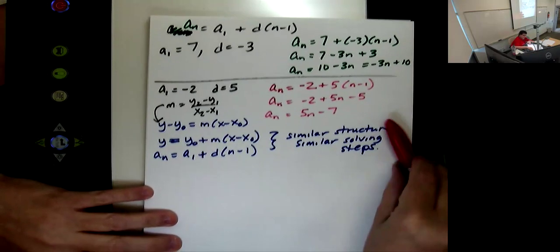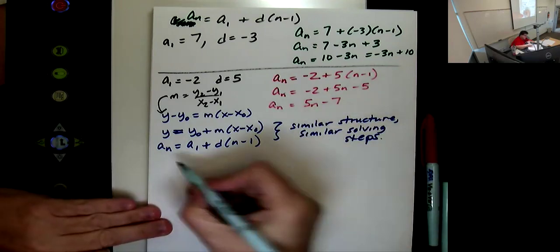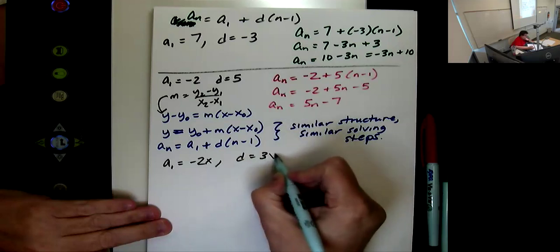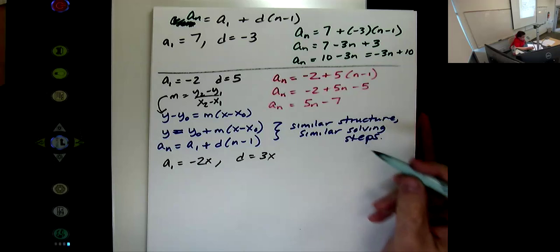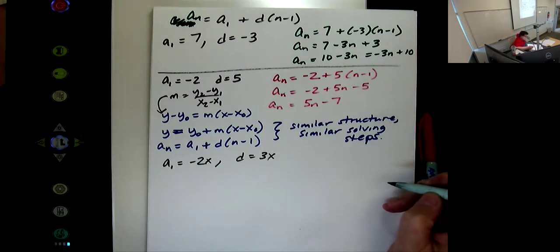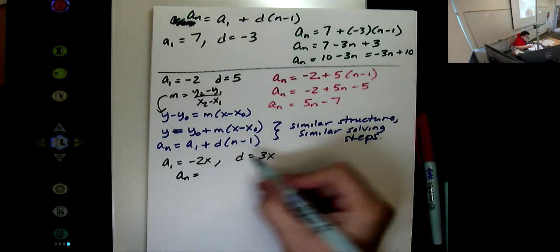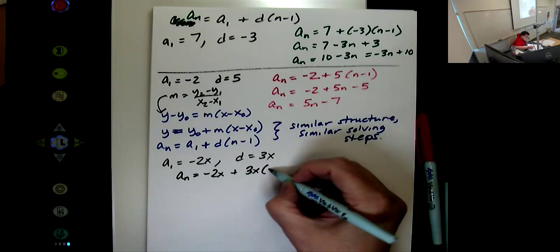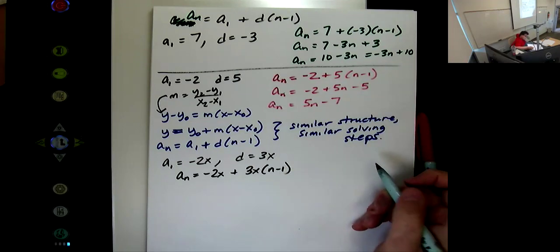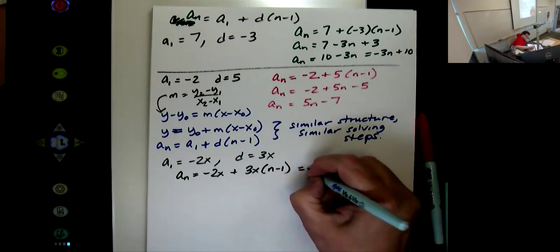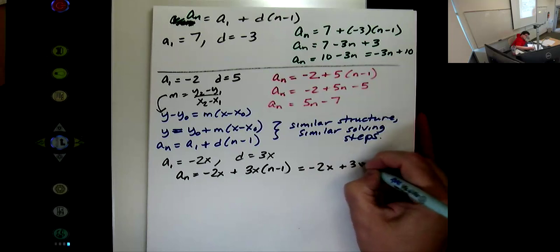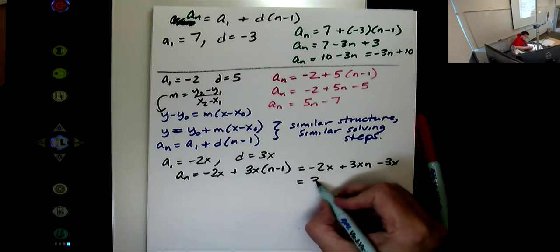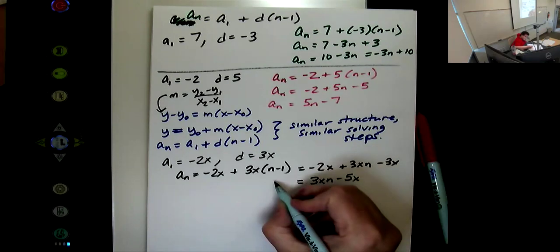All right, what if a sub 1 equals negative 2x and d equals 3x? Well, I've got a sub n equals a sub 1 plus d, which is 3x, times n minus 1. So just because it looks weird doesn't mean it's wrong.